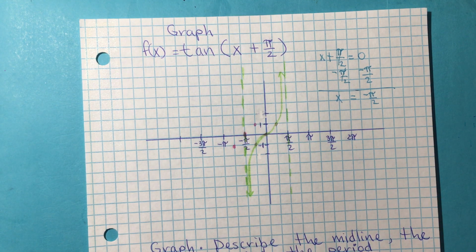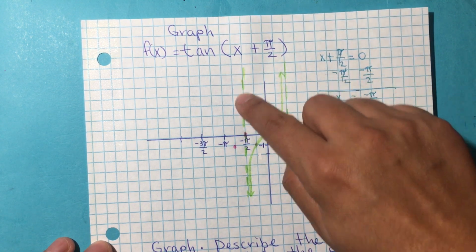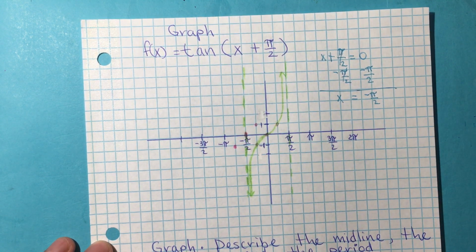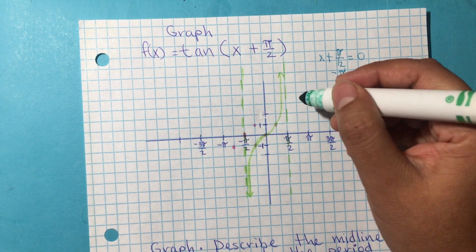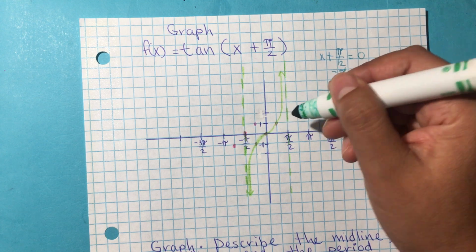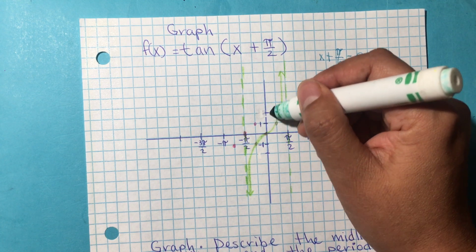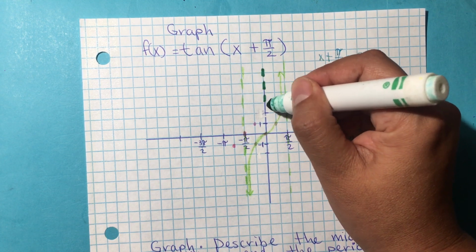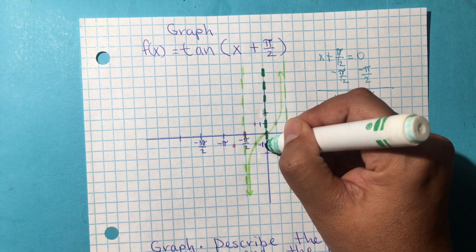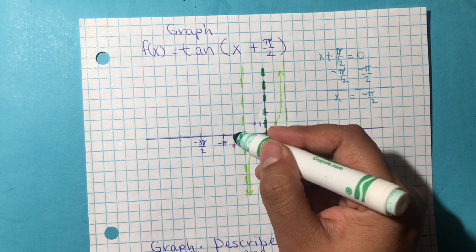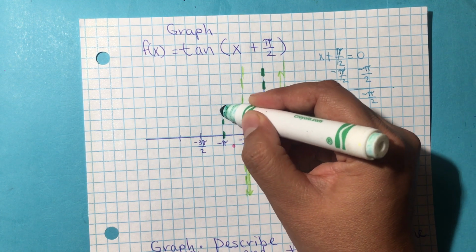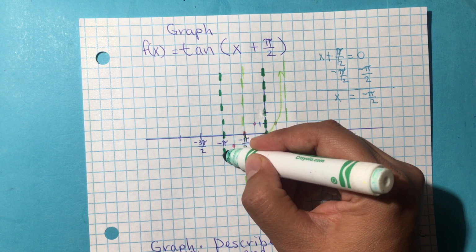And so that means that my new, these were the asymptotes. Those are going to move as well. And so instead of using light green for the new one, I'm going to use darker green. So it's going to be 1, 2 spaces. This is my new asymptote right there, and this one goes 2 spaces to the left as well. So the new asymptote is right here.